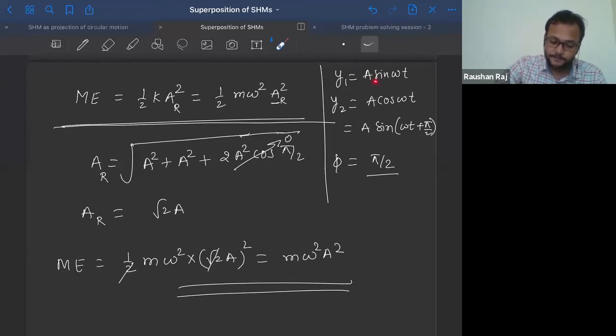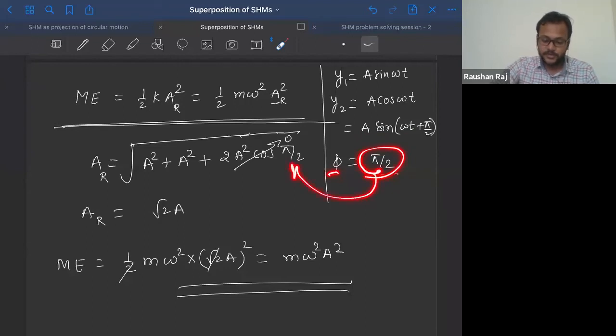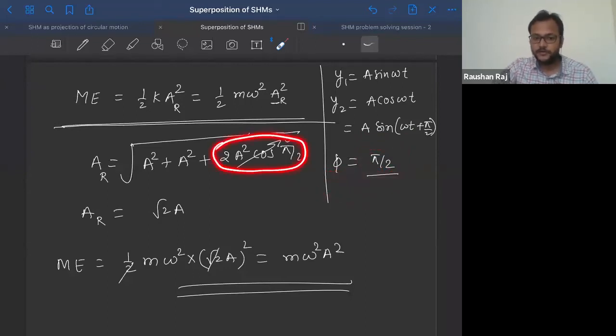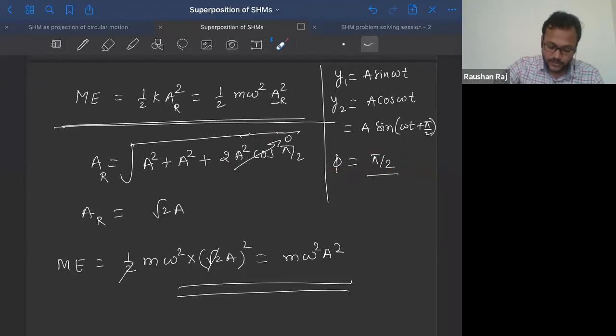How do we find the value of phi? By converting the functions y1 and y2 into the same form. That means if this is sine, you have to convert this one also into sine. So I have converted a cos omega t into sine form. I can write a cos omega t as a sine of omega t plus pi by 2. Now I get phi as pi by 2. So put the value here. The third term will become 0 because cos pi by 2 is 0. Now this is root 2 a.